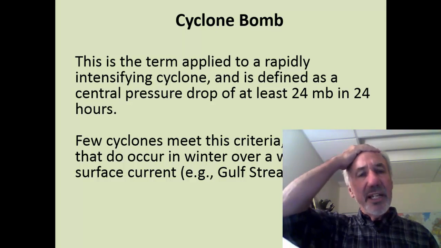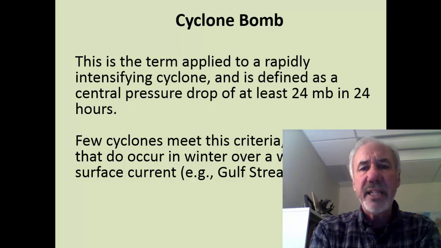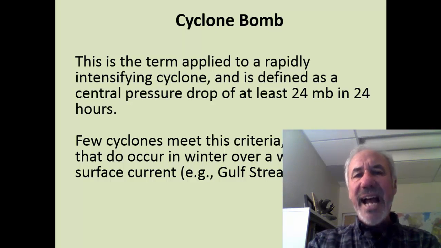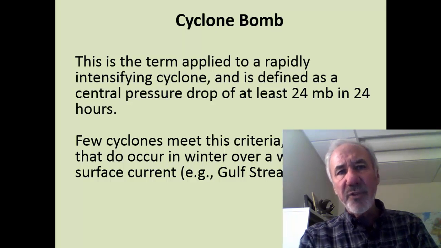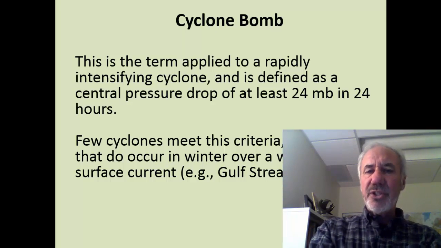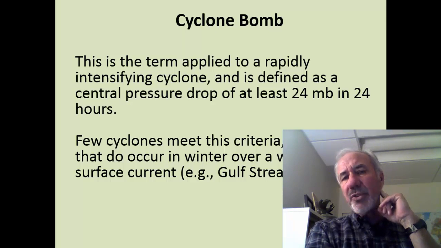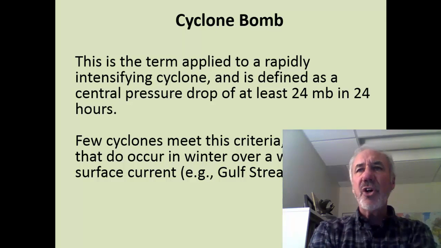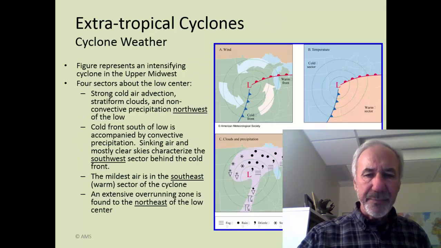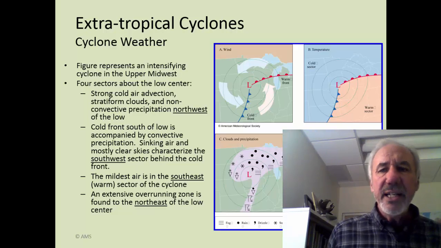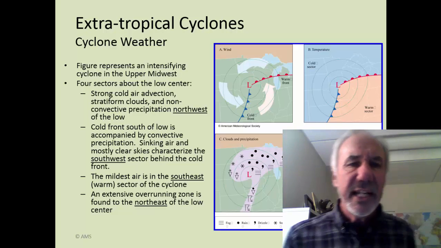So cyclone bombs, typically where you're going to see this is wherever a low pressure system in the United States can feed into or tap into warm ocean water, either along the Gulf of Mexico or along the east coast of the United States. Sometimes these types of extratropical cyclones will be moving up the east coast of the United States and develop rapidly into these cyclone bombs.